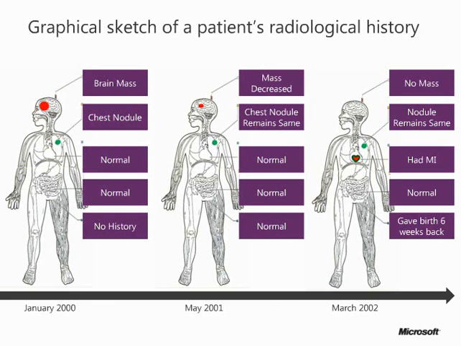So you can see in January of 2000, the patient had a large brain mass and a chest nodule, and if you take a look at May 2001, the brain mass has gotten smaller, the nodule remains the same, and if you look at March 2002, the brain mass is gone, the nodule's still there, but it's been stable since January of 2000, so I'm much less worried about it.